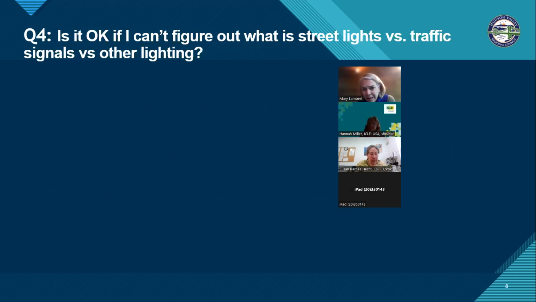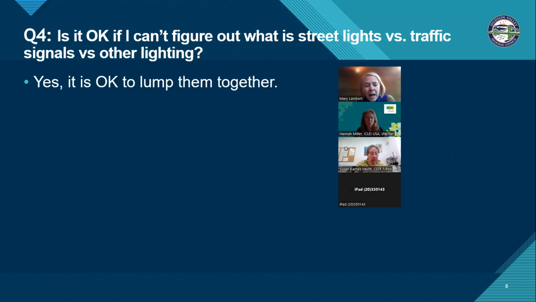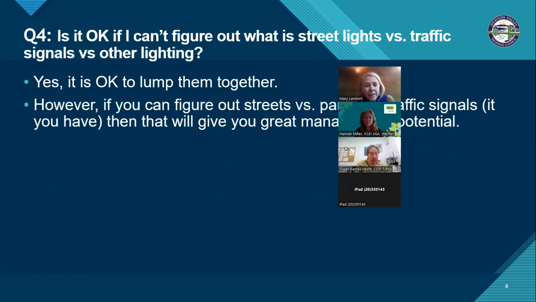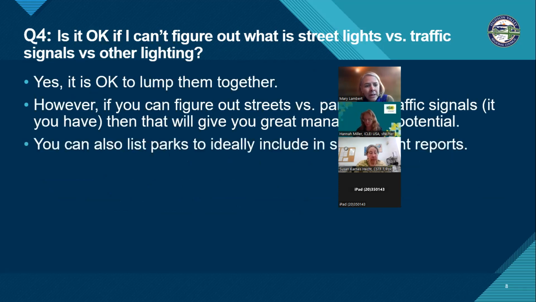Is it okay if I can't figure out what is street lights versus traffic signals versus other lighting? And of course, this goes back to your Central Hudson bill, where it's not that clear in some cases. And the bottom line is, yes, it's okay to lump them all together. But if you can figure out streets versus parks versus traffic signals, you will be then able to manage them better. So that would be ideal if you can figure it out.